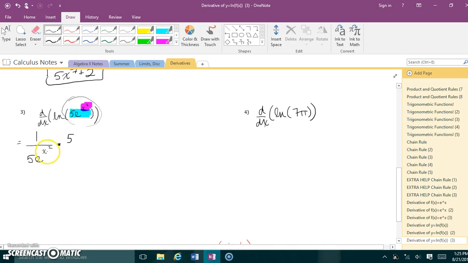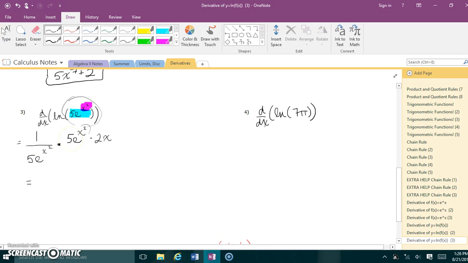Derivative of e to something is just e to something. But it wasn't just e to the x. It was e to some function, which is x squared. So now I have to multiply by the derivative of x squared, which is 2x, okay? That kind of had 3 layers, actually.